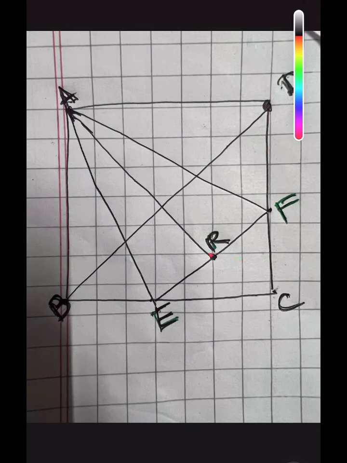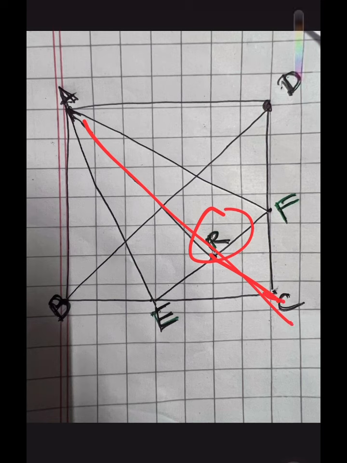So in that case, it is proved that R is a part of AC. Therefore, proved that if AC is produced, it will meet at R because R is a part of AC.